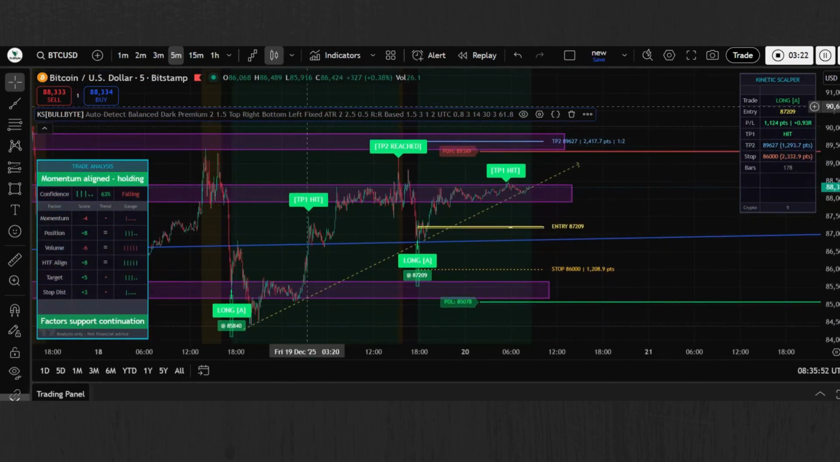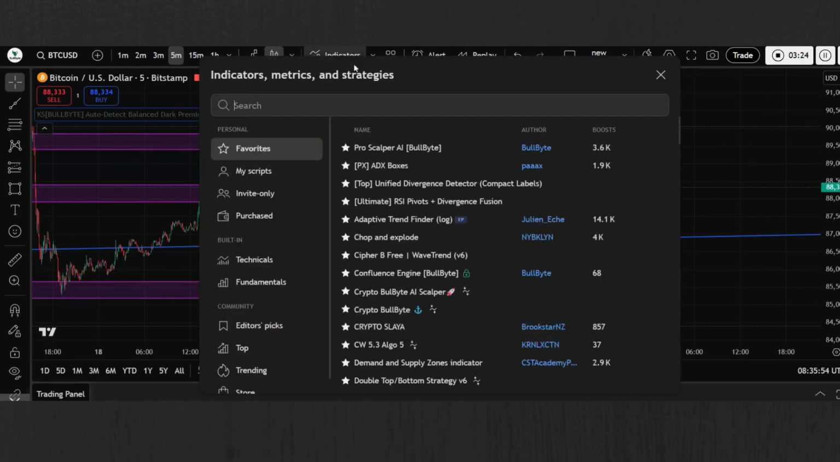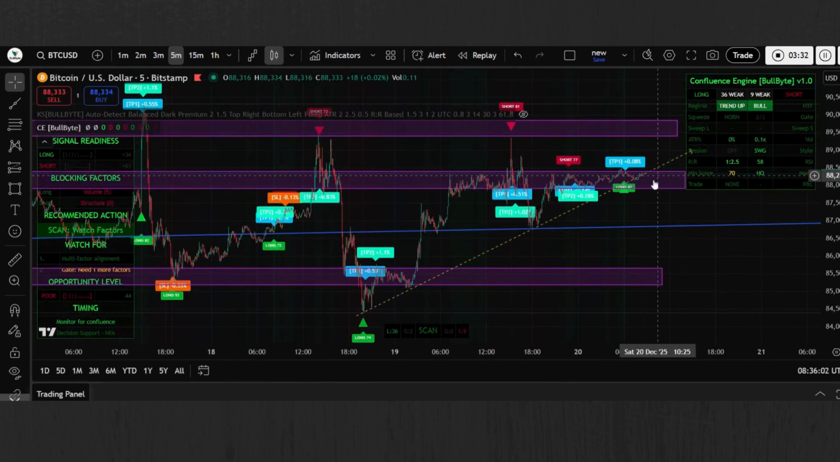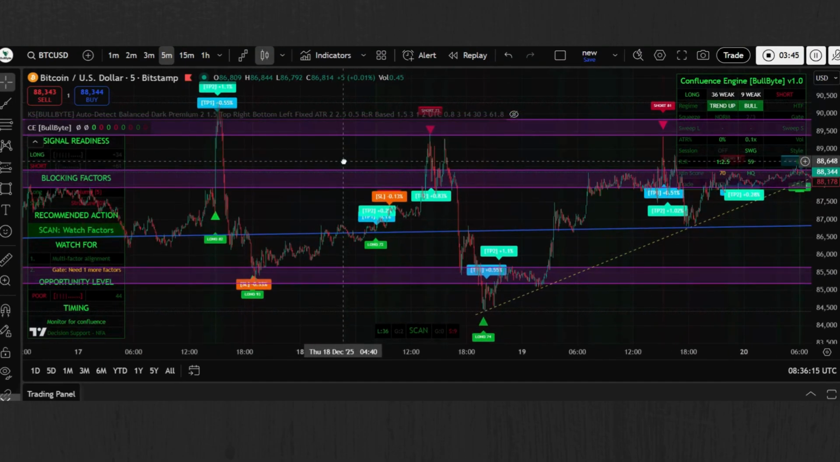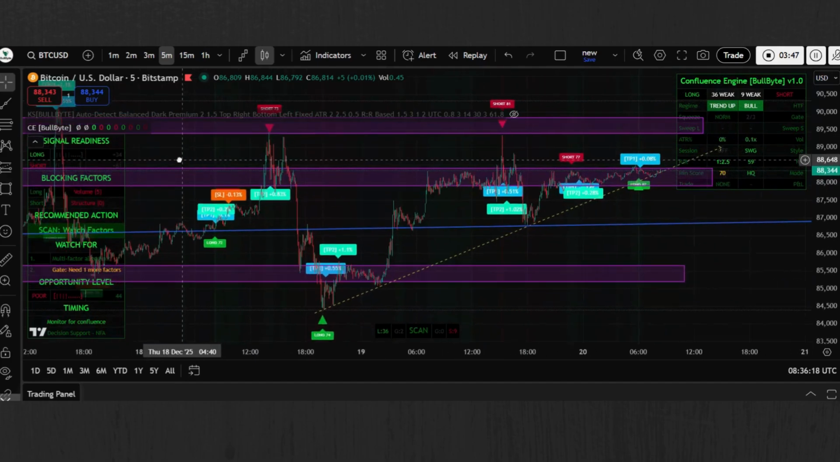Look at this beauty. Now we're not just getting one confirmation, we're getting multiple confirmations. See the signal? Kinetic Scalper says buy. Confluence Engine says strong confluence. Price action says we're at major support. Volume is spiking. Smart money is accumulating.